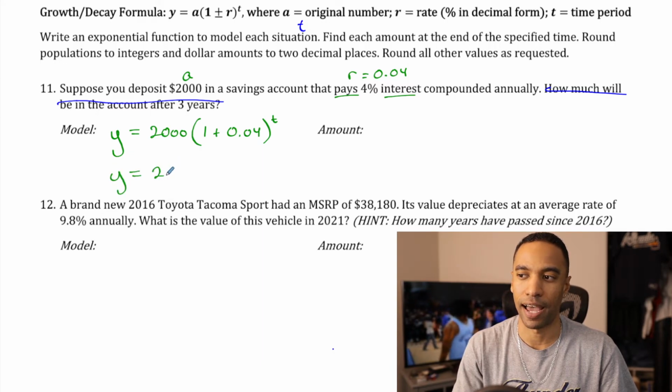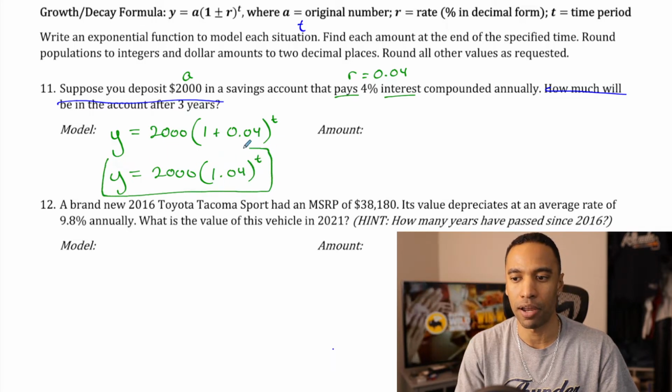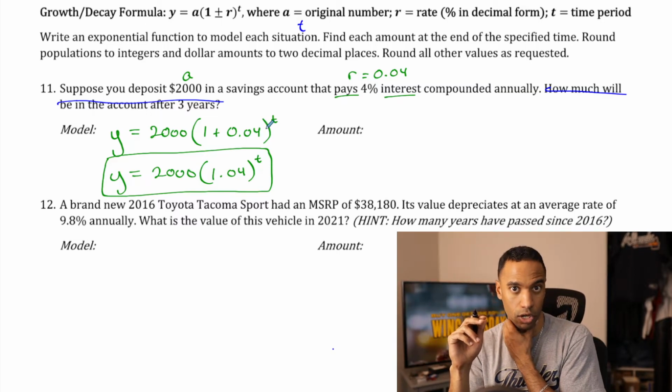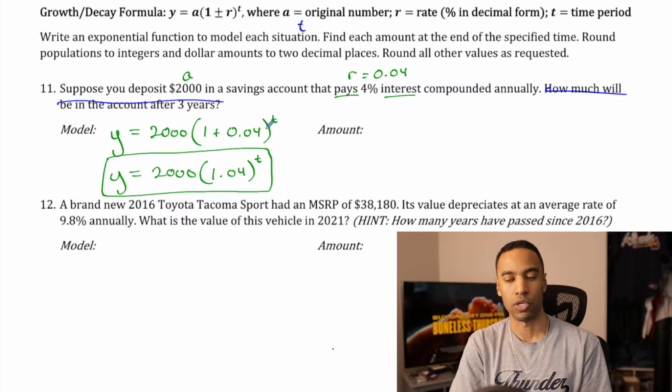Let's simplify this to 1.04 to the t power, and I'm going to leave it like that. That is our model for this function. You could even graph this. You could get a graphing calculator and graph it, and you can see for any time t how much money you'd have in this account.